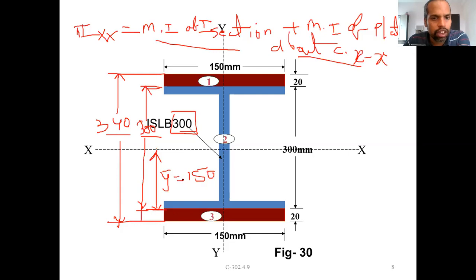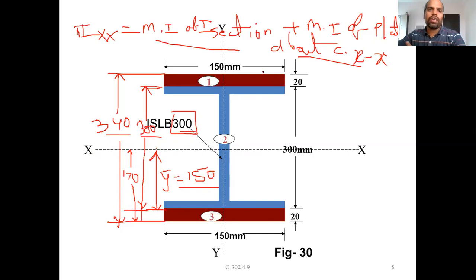For the entire built-up section, what is the y bar? Because it is symmetrical, the centroid is at 340 by 2, which means 170 from here. So from here, the centroid is 170 minus 20, which means 150. For the I section also it is 150 only. That's why you can say that the centroidal XX of the I section and the centroidal XX of the built-up section are coinciding, meaning it is the same.